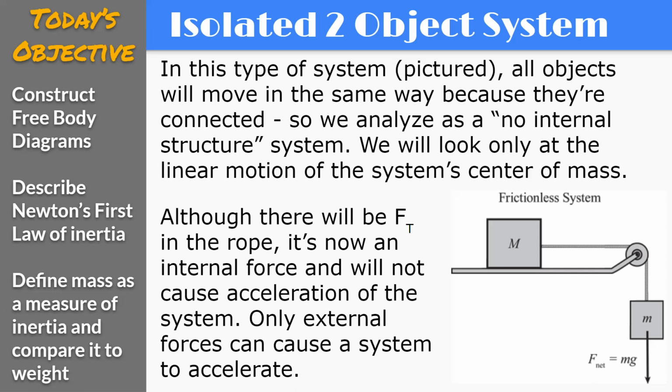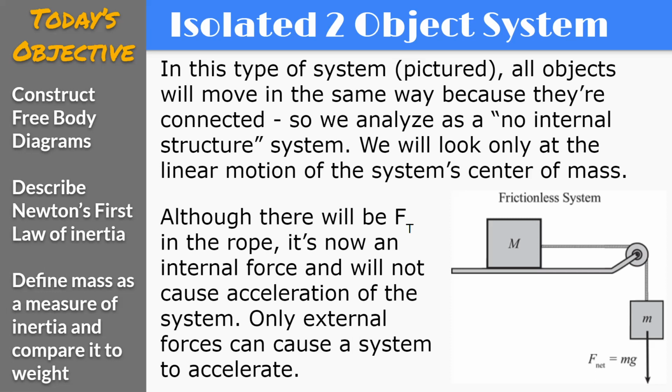All objects will move in the same way because they're connected. So if this box moves, this one will too, at the same rate because they're connected by a string. Because they all move together, we can analyze this as a no internal structure system. I don't know if you remember, we talked about two different types of systems, and we can use no internal structure for this just like we did with the other ones. That just means that it's easier for us to draw.